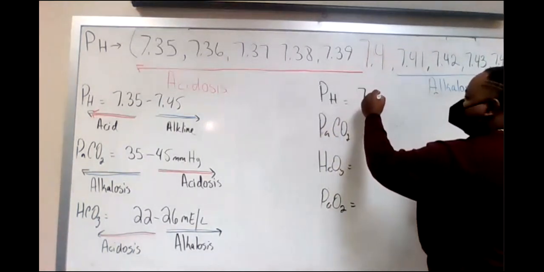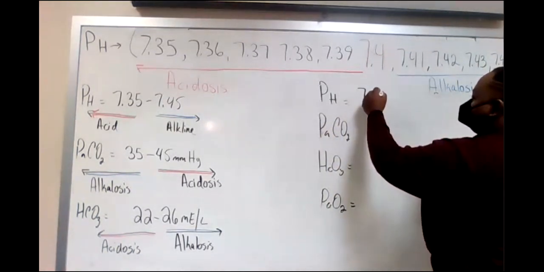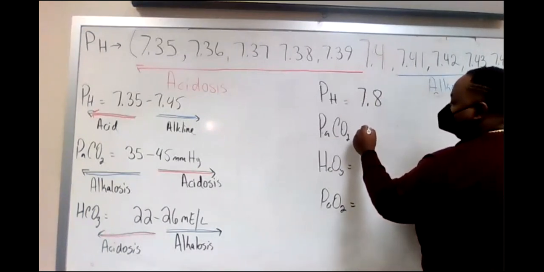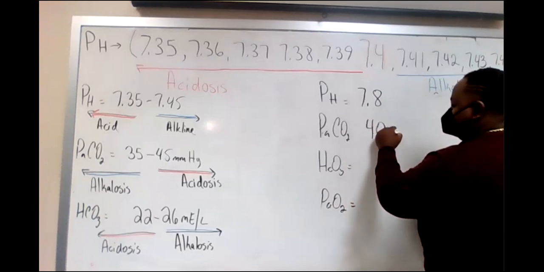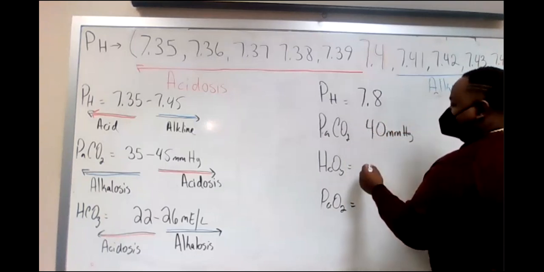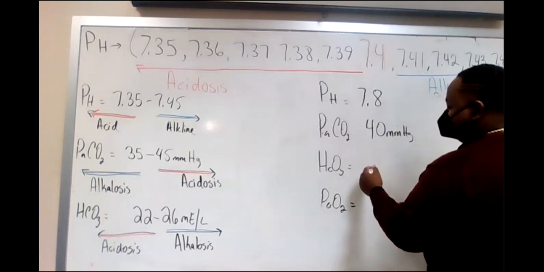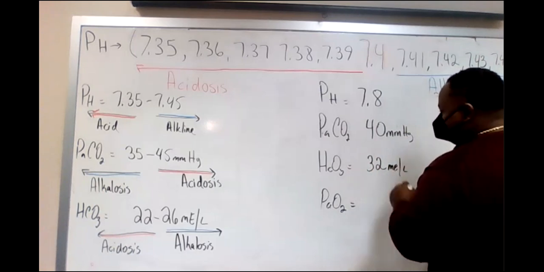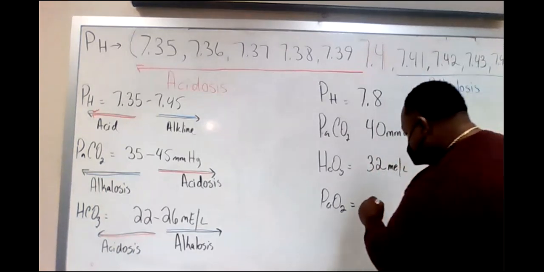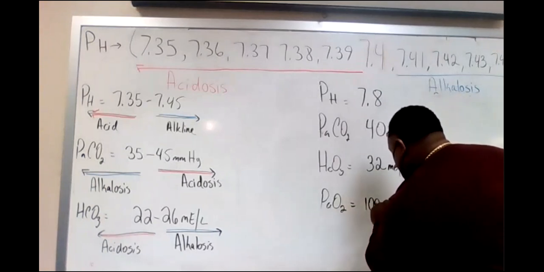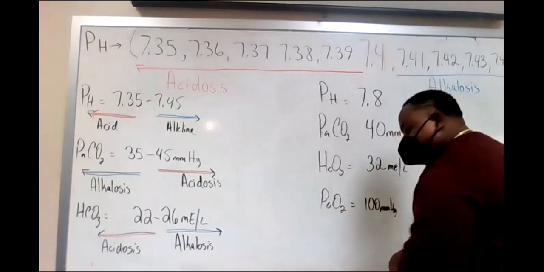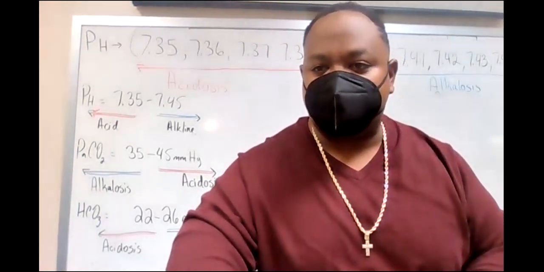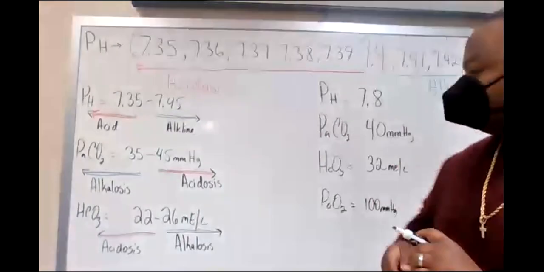A pH of 7.8, a CO2 of 40, and a bicarb of 32 milliequivalents per liter. We'll just keep this 100 down here for PO2. All right, let me see who else is here. All right, Brittany, you with me? Yes, sir.